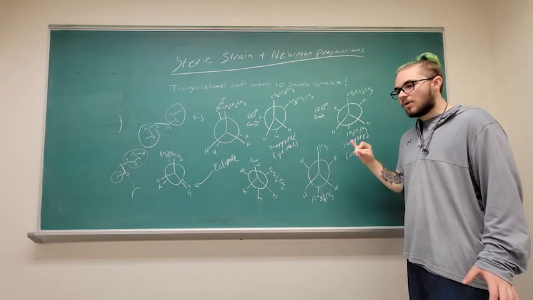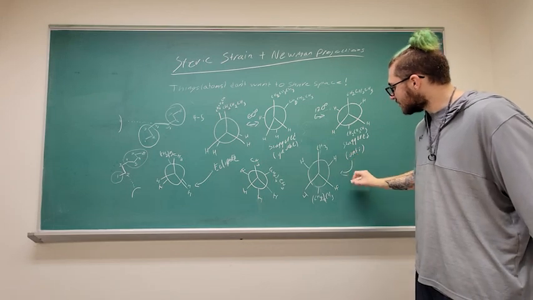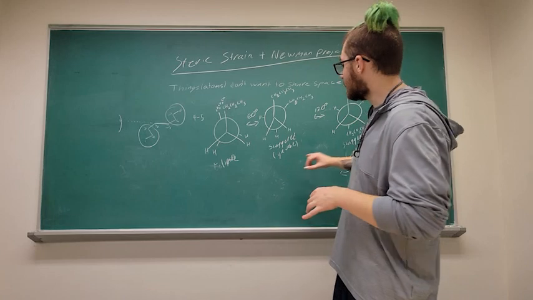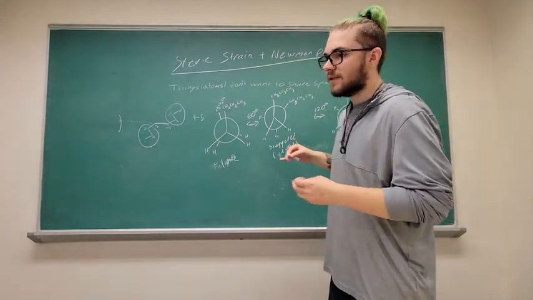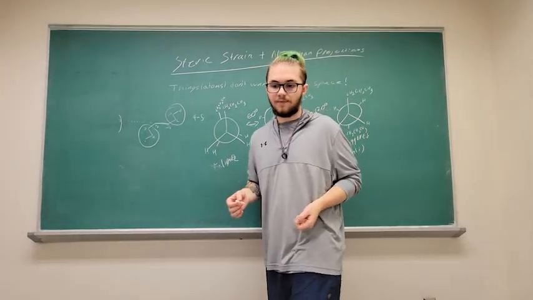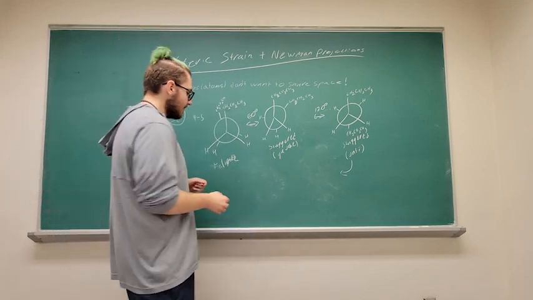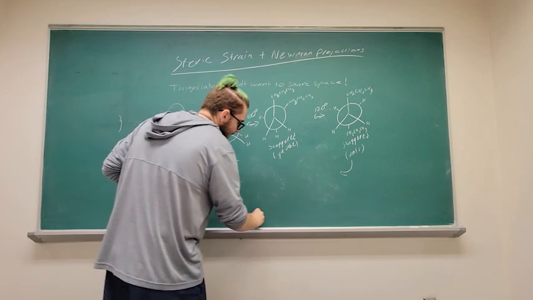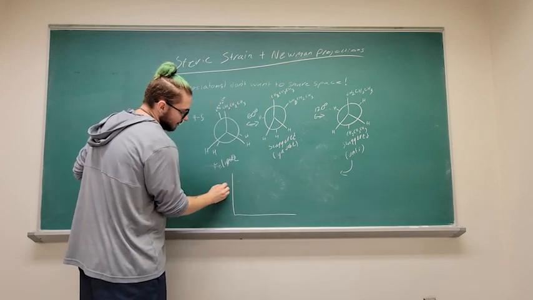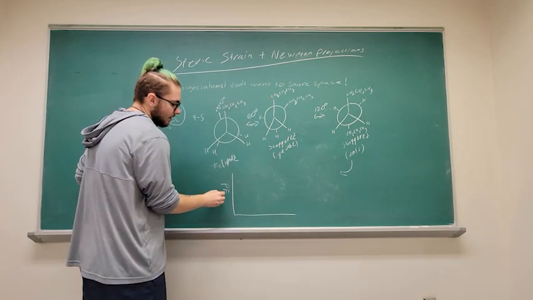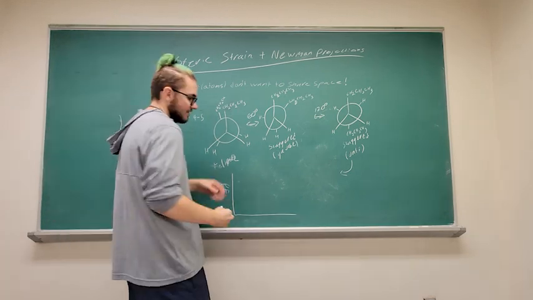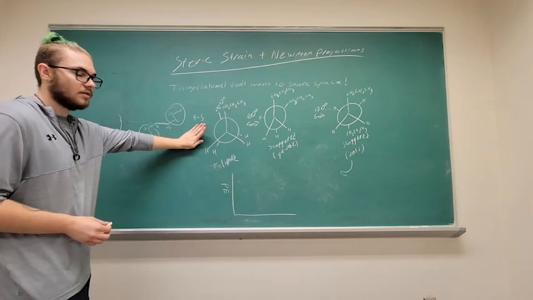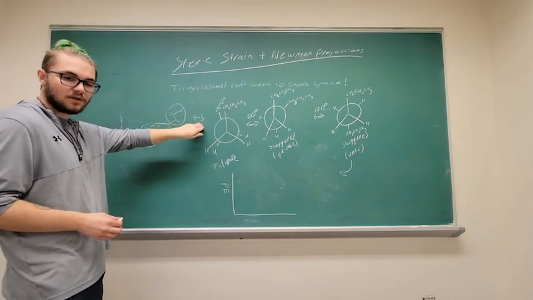And now this is the most stable because this is the anti-conformation. So let's take a look at how these different conformations relate specifically to energy levels. We can make a graph with potential energy on the y-axis and rotation of the bond on the x-axis. Again, for this specific one, we're looking at the 4-5 carbon.